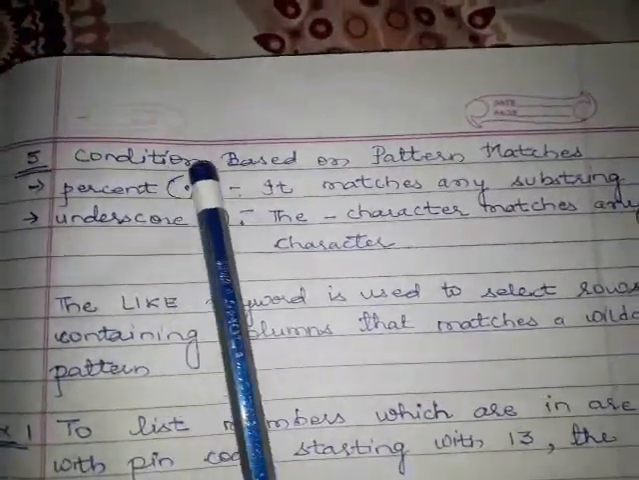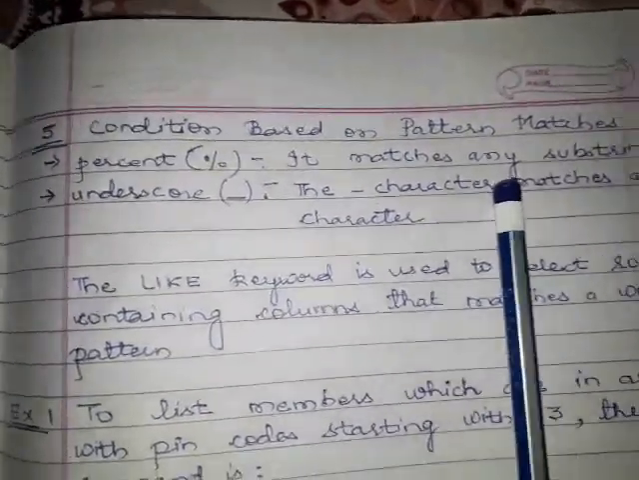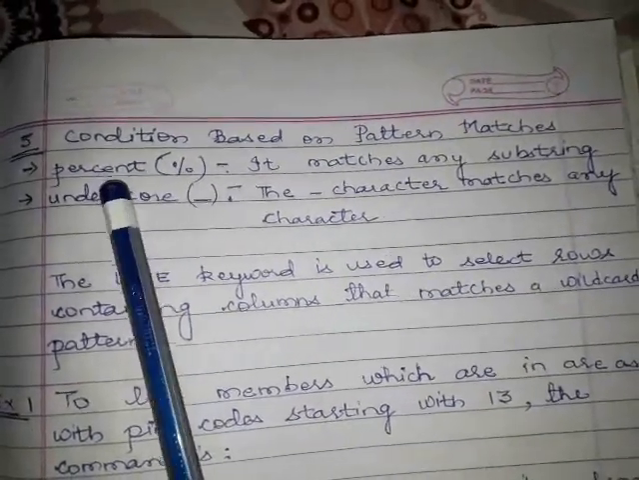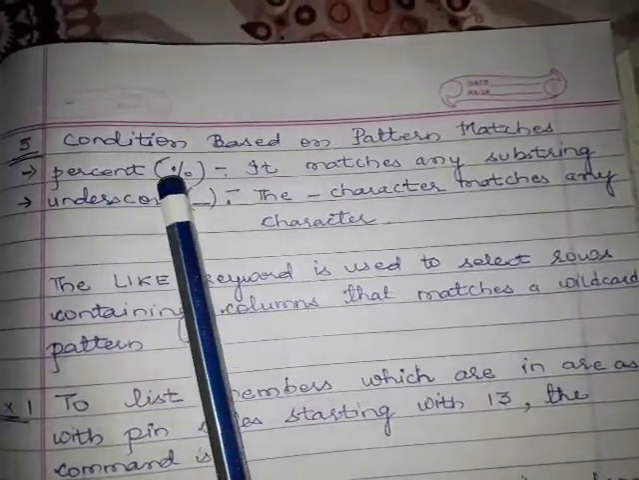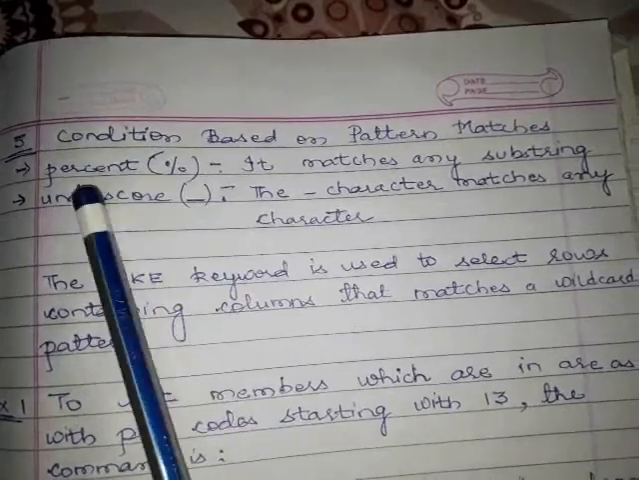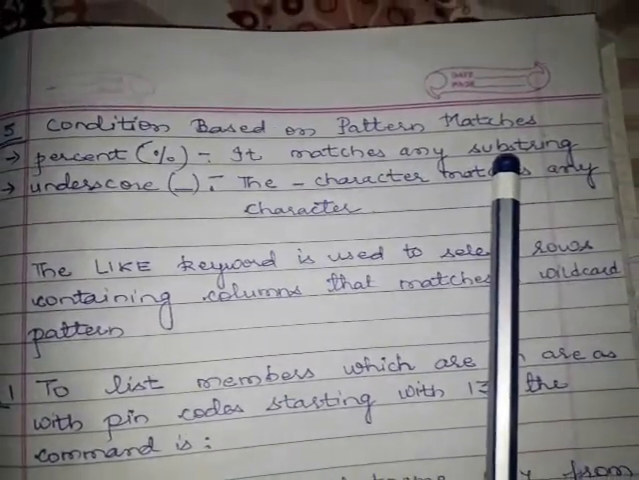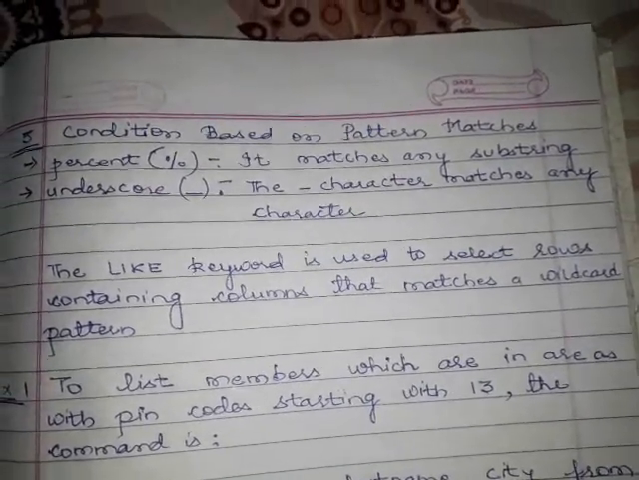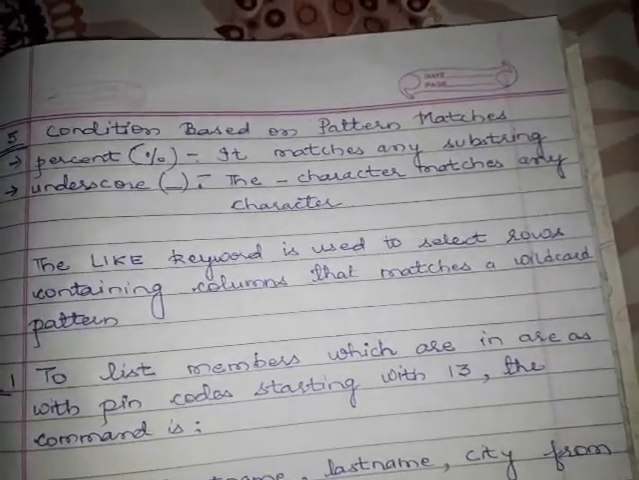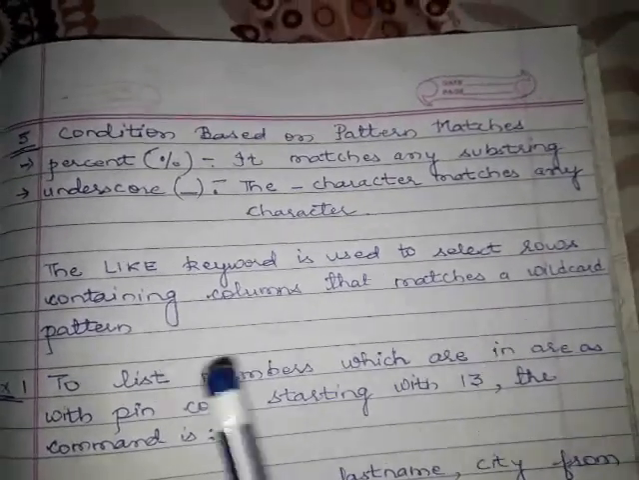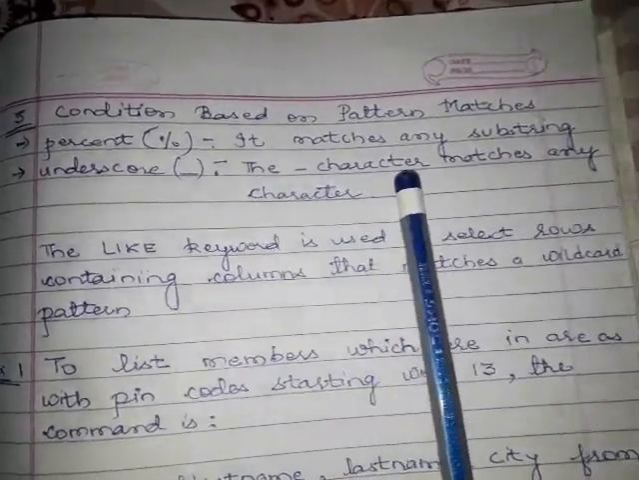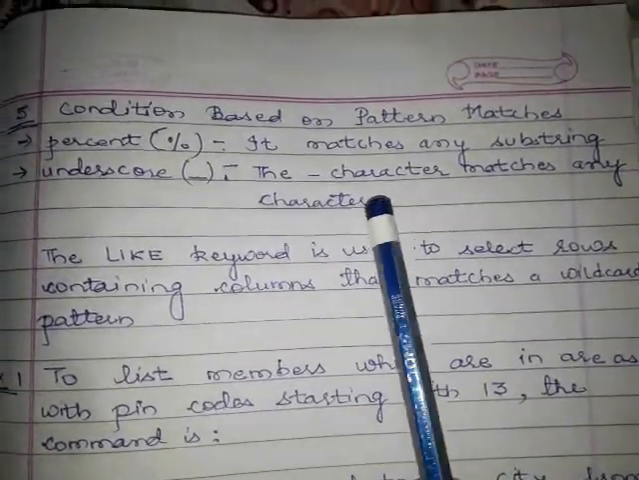Now, condition based on pattern matches. It is an important one. Go through it very carefully. There are two wildcard characters. First one is percent, second one is underscore. Percent matches any substring. If you write percent, it will match all the strings. Underscore matches any single character.